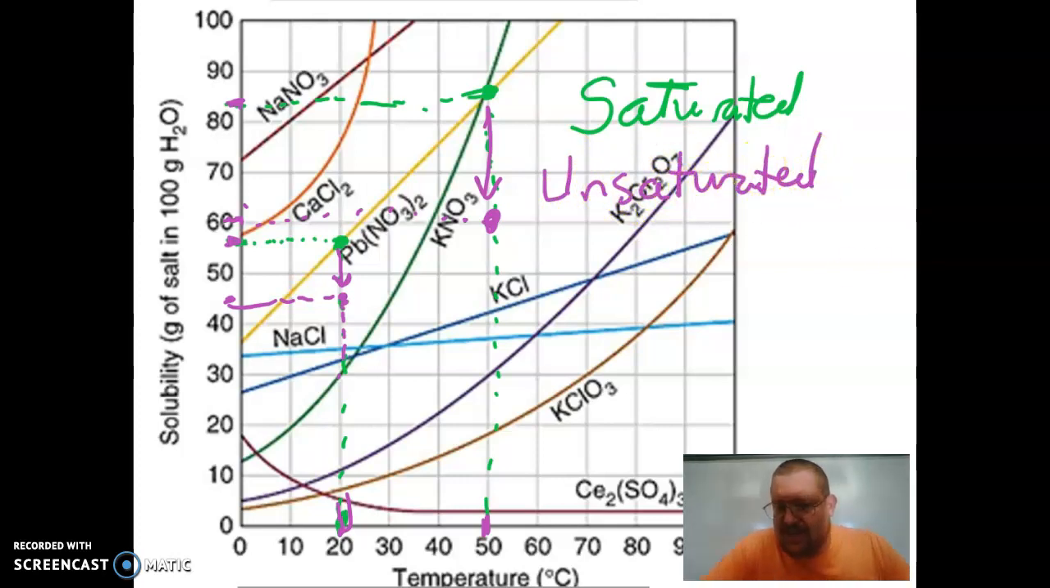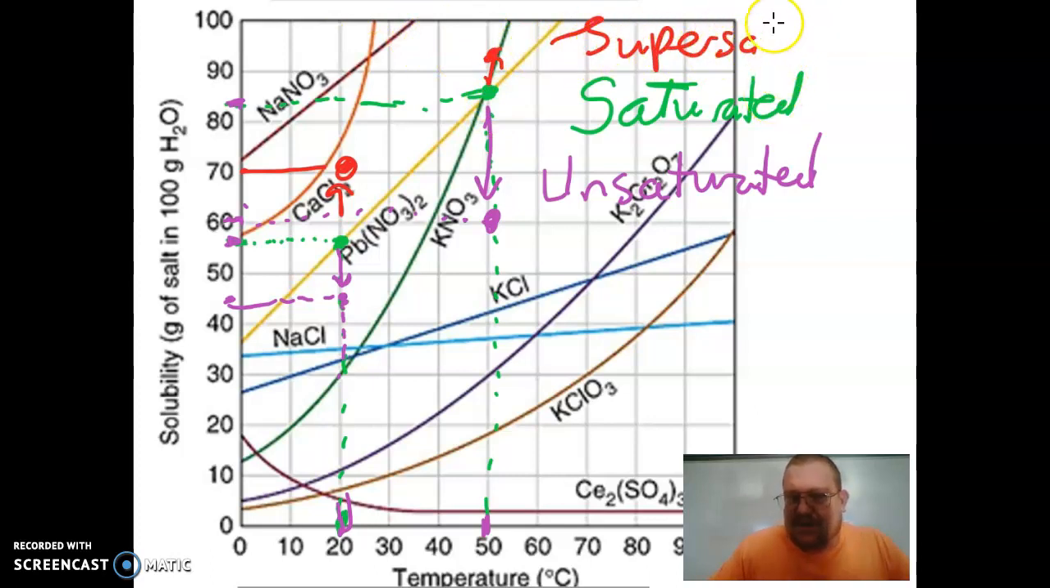And then the final version of that is, what if it's above? So if we would have had more, say we ended up here, we were above the line, or here, above that line, then this would be called supersaturated. Look at that beautiful handwriting.